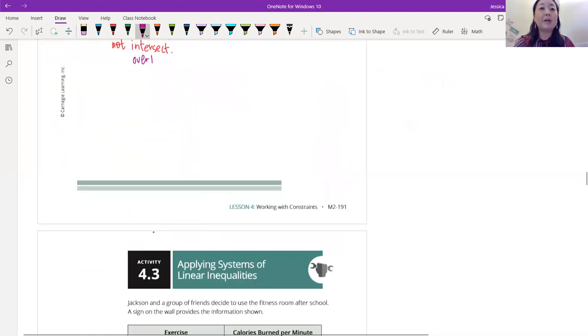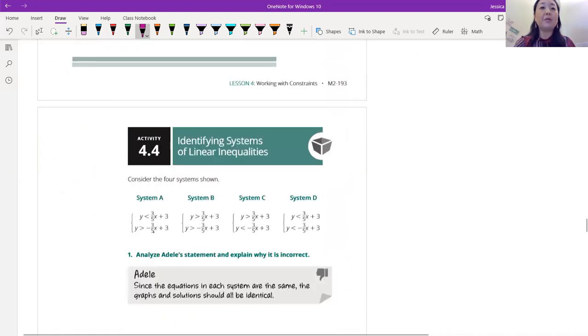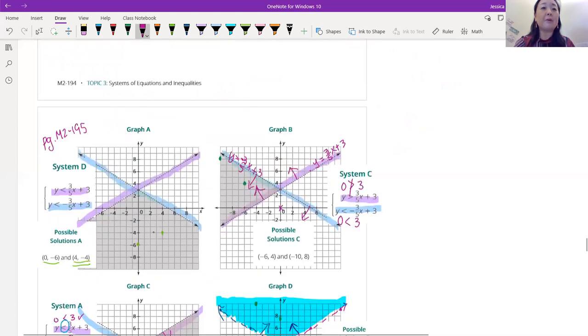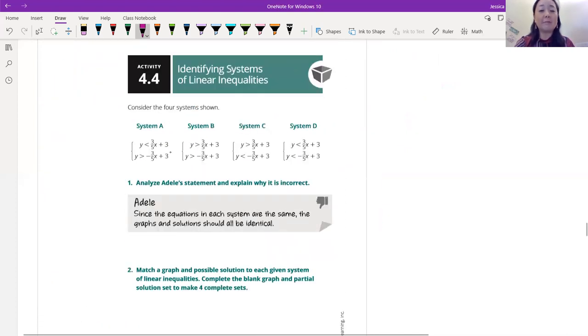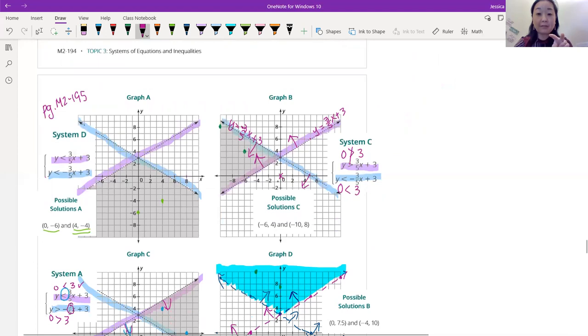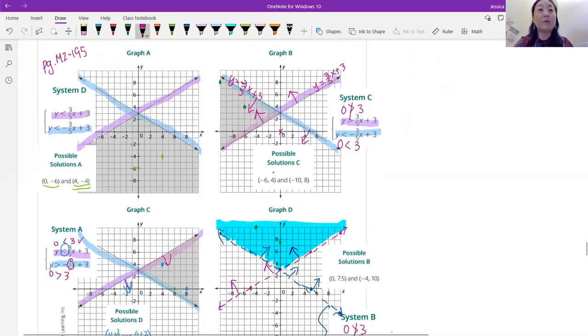All right, moving on. We're going to skip a few here and go straight to page 195. If you look at page 194, this system A, B, C, D, we were supposed to match these with these graphs, and that's what we did here.